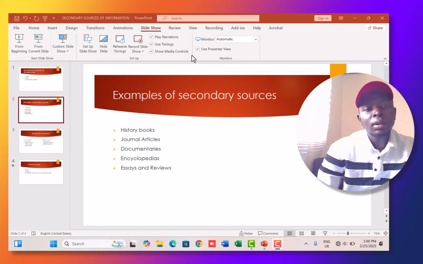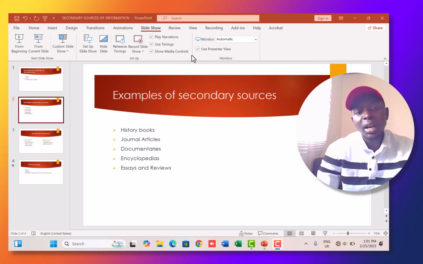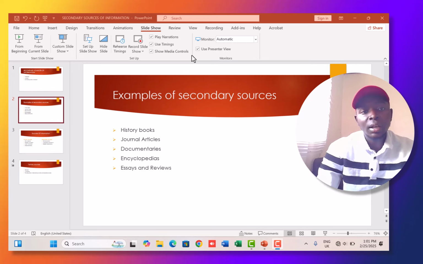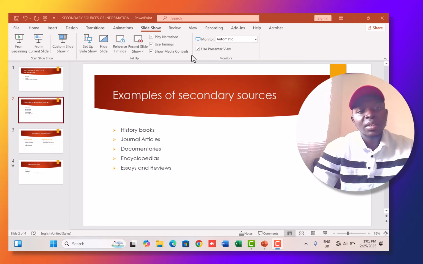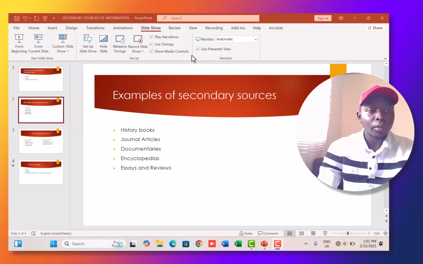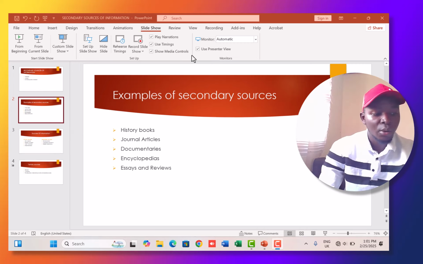Now, we can also look at the encyclopedia. What is the encyclopedia? This just summarizes the well-established knowledge or events based on scientific research, based on secondary research.